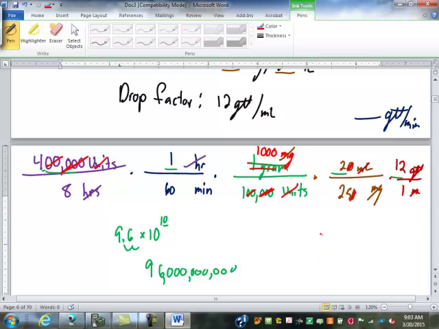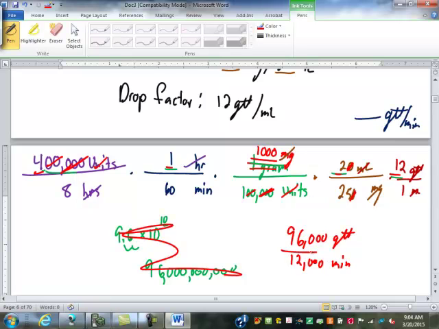So now when I do my calculation, rather than having to mess around with scientific notation, I'm just going to do 4 times 1 times 1,000 times 2 times 12. 4896, that's going to give us 96,000 drops. And on bottom now, it's going to be 8 times 60 times 1 times 25. So that's going to give us what? 12,000, I believe. So yes, it gives us 8 drops per minute.